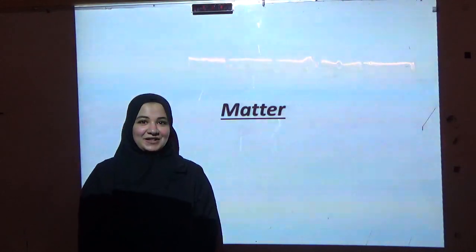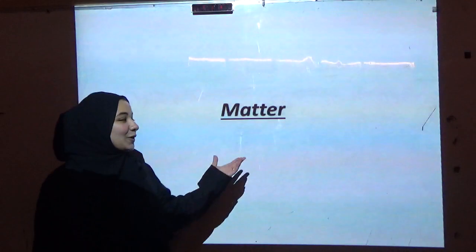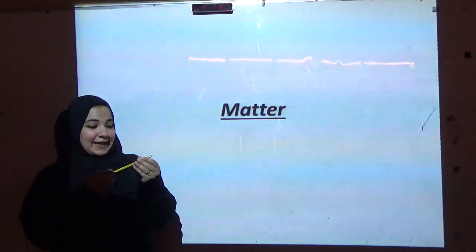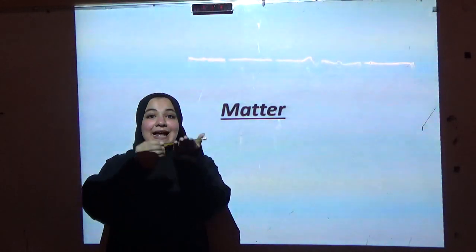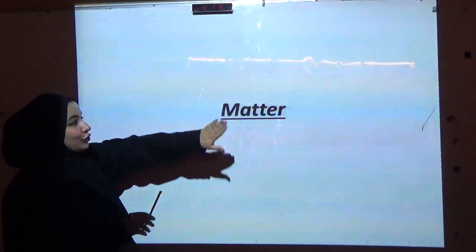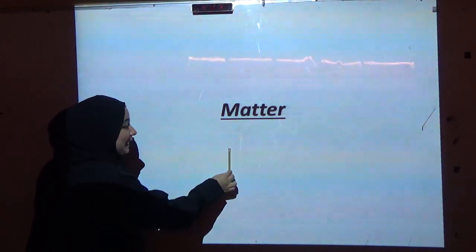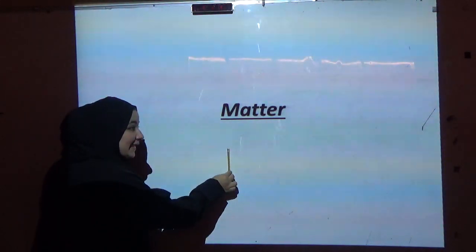Today we will begin a very interesting lesson. It's called matter. Now we will discuss what is matter. If I take this pen, it has a mass, and here in front of this table there is a space. If I put this pen in front of this space, it will occupy a space.